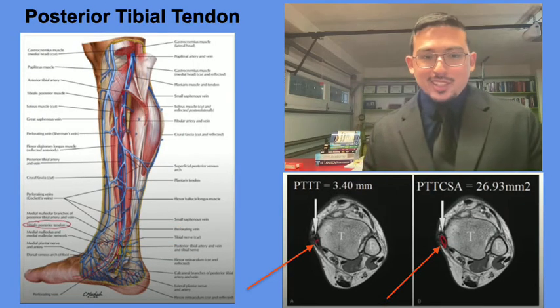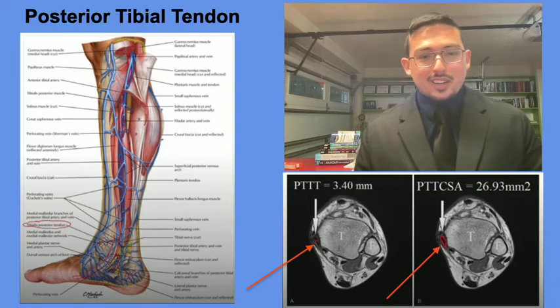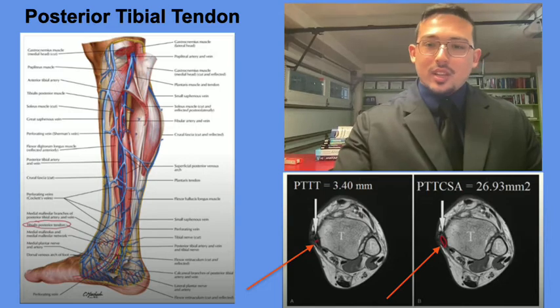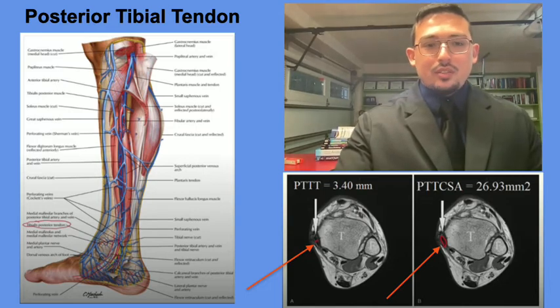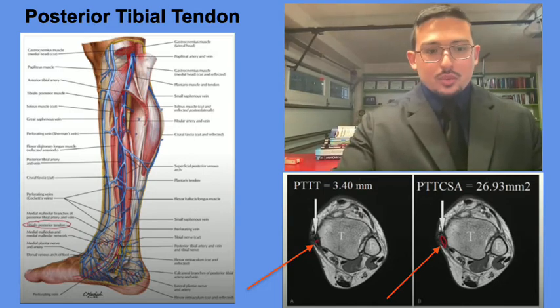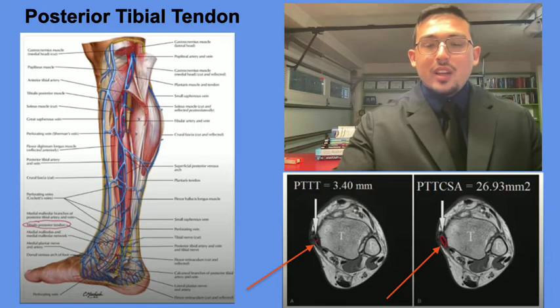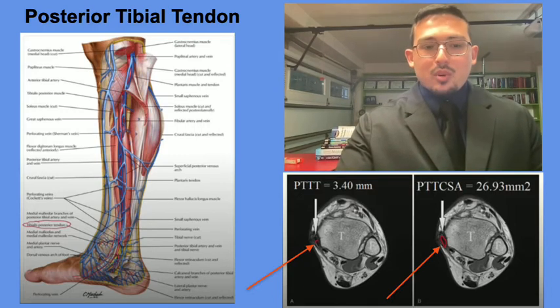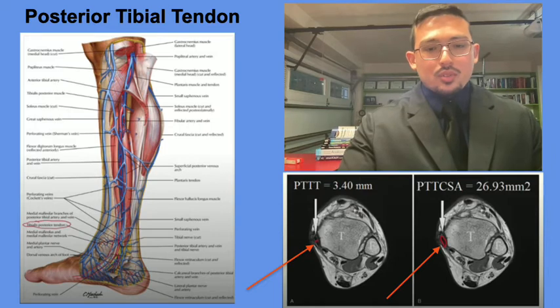Posterior tibial tendon cross-sectional area and thickness can be used to diagnose posterior tibial tendinitis and differentiate it from hypertrophy. Treatments include braces, orthotics, physical therapy, or surgery. Early diagnosis is important to prevent further injury. Taking an MRI of the ankle can be a very useful tool in deciding on the choice of treatment.